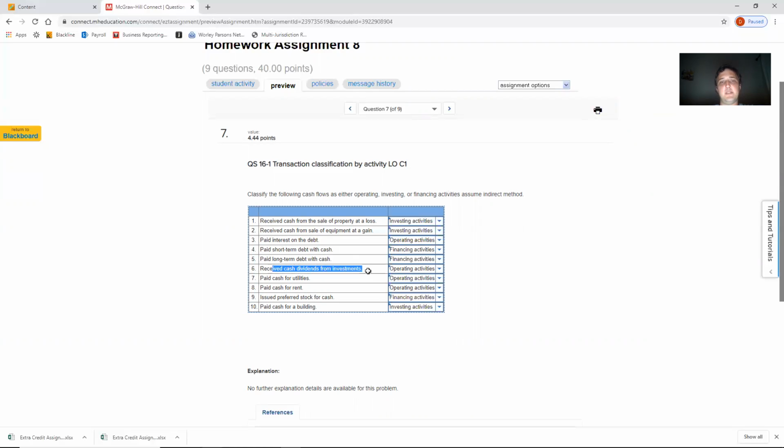Dividends from investments. So the investment is considered a short-term investment here, and those dividends are when we're the owners. The amount that we invested is being returned to us in the form of a dividend. The reason we're getting that dividend is because of operations that were current in that business we own. Utilities is operating. Rents, that is a current operating expense. Stock is equity. Equity is going to be financing. And a building, if we're buying a building, that's going to be investing.